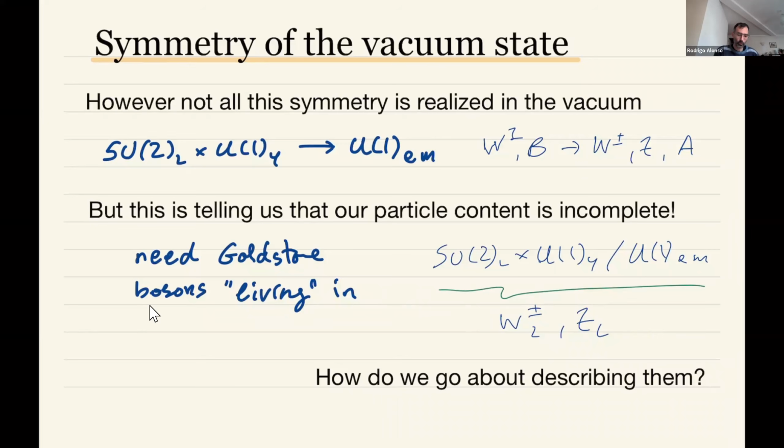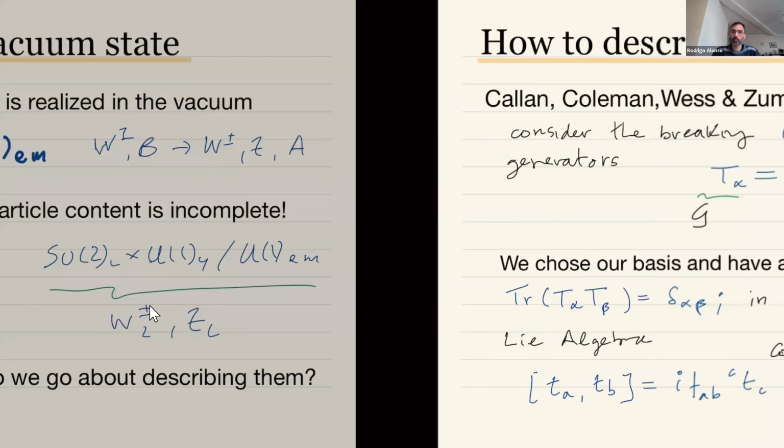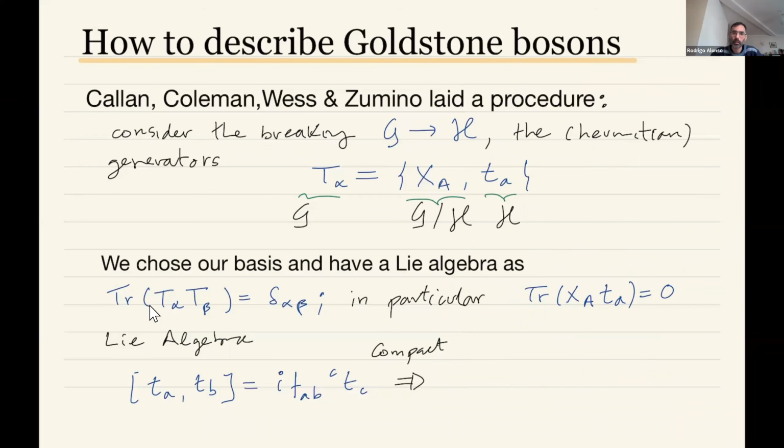And for that, the path we'll choose here is the so-called Callan, Coleman, Wess, and Zumino procedure that was laid down more than 50 years ago now. And instead of giving you the formulation for the electroweak theory only, I'll give you the general case, and we can actually use this later on for other theories. So let's start with the definitions.